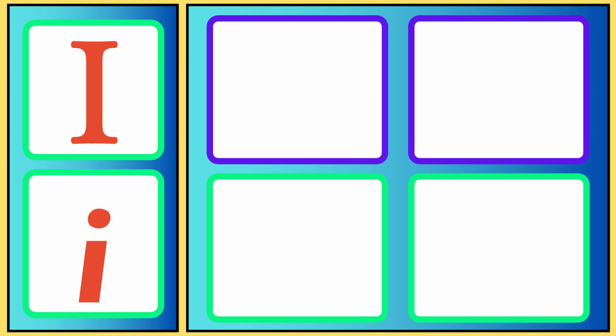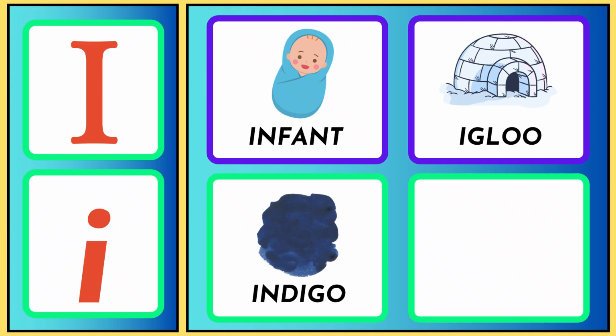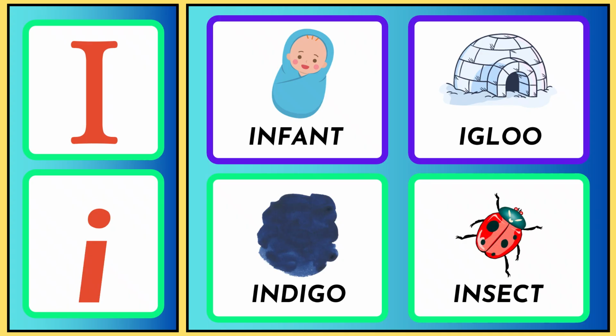Letter I. I sounds like I. I is for infant. I. Igloo. I. Indigo. I. Insect. I.